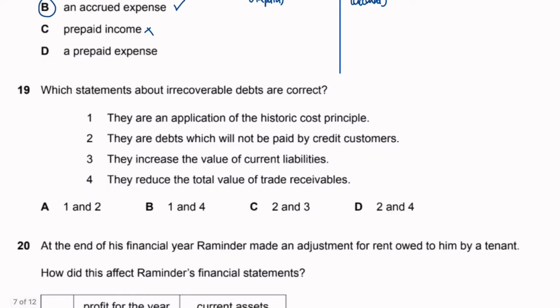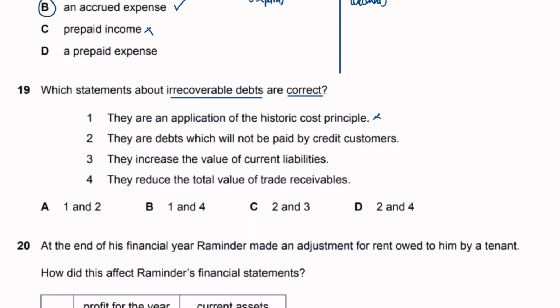Question 19. Which statements about irrecoverable debts are correct? First one, they are an application of the historic cost principle. Not correct, because historic cost is the concept saying that you must record all transactions at the date you acquire or sell them. For example, you buy a non-current asset on 1st July 2023 at $10,000. Then you need to record it as $10,000. You cannot record it at the market value.